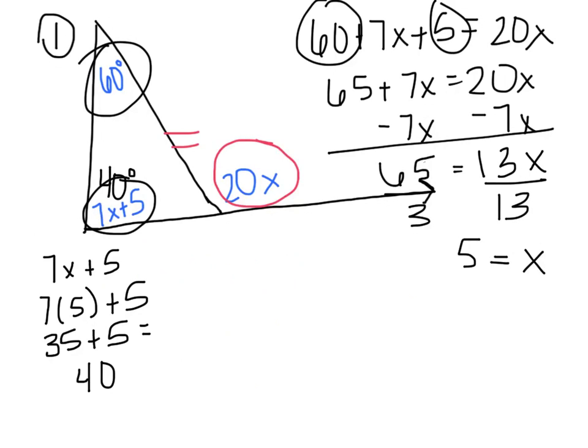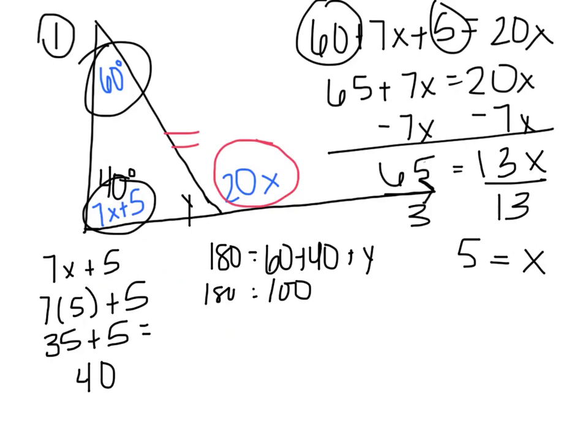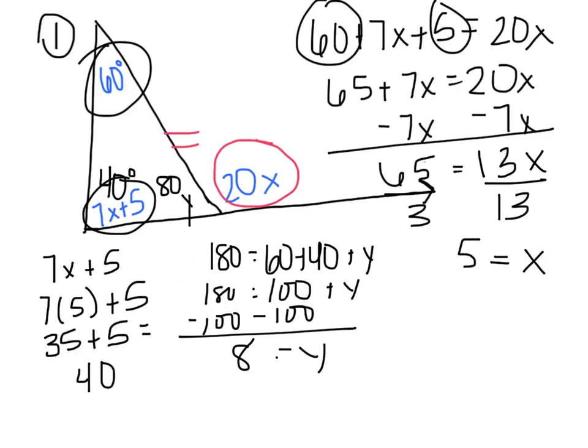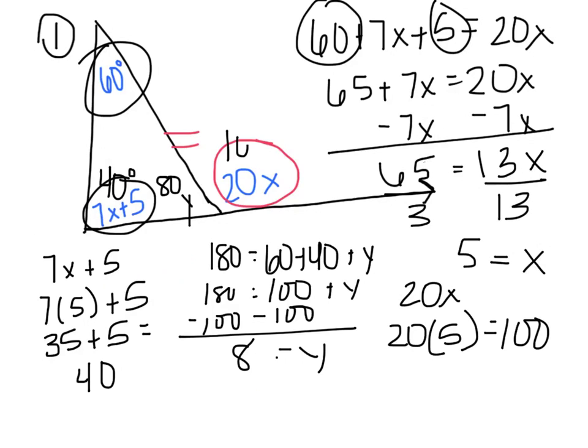Now we can figure out what this angle is because 180 equals 60 plus 40 plus, we'll say y. So 60 plus 40 is 100, minus 100, and y equals 80. So this angle is 80 degrees. Now here's our last angle. We have 20x. So 20 times 5, and that is going to give us 100 degrees. So now we have found all of our angles using this original equation up here.